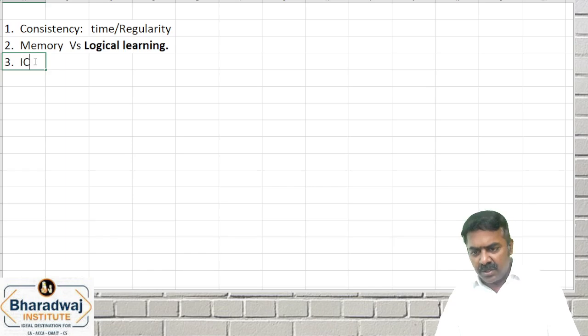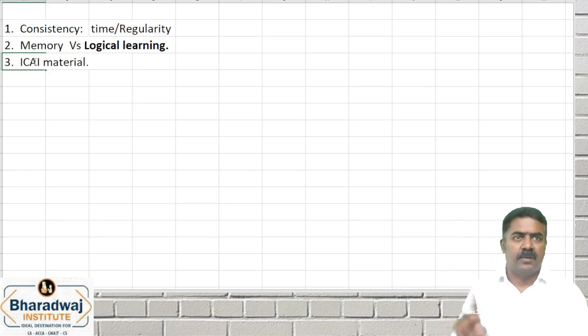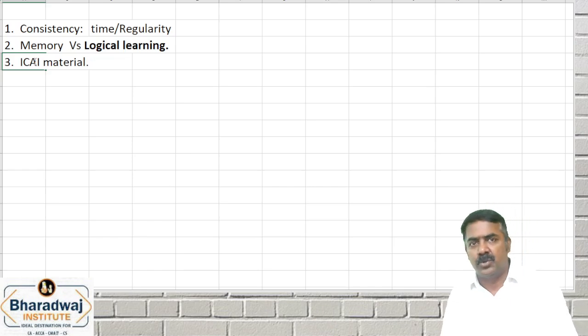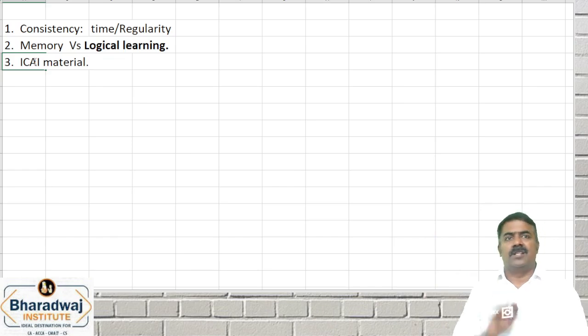Third, we are going to use ICAI material. For solving problems, for learning purpose, the parent institute material, that is ICAI material, we are going to use, because that is primary. From that model only, the question will be tested.